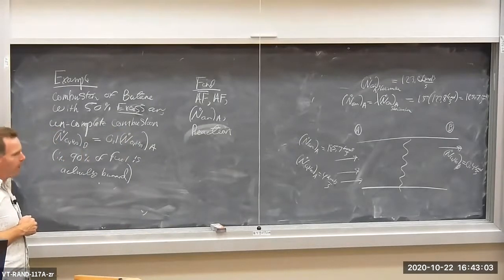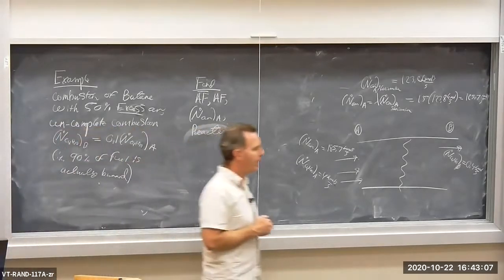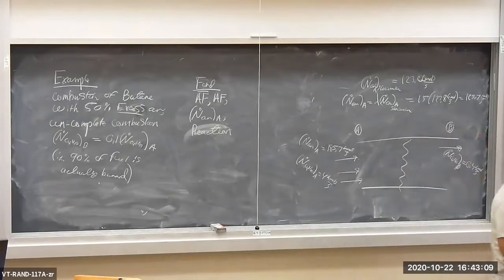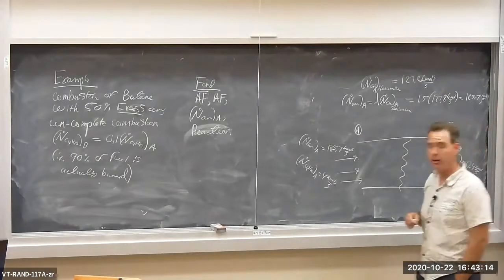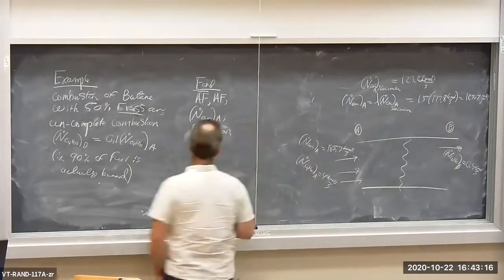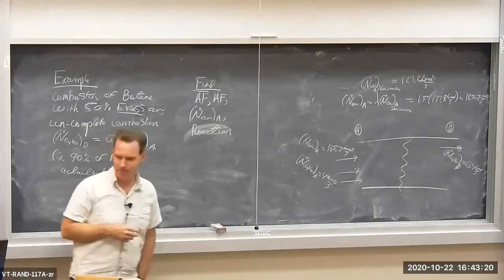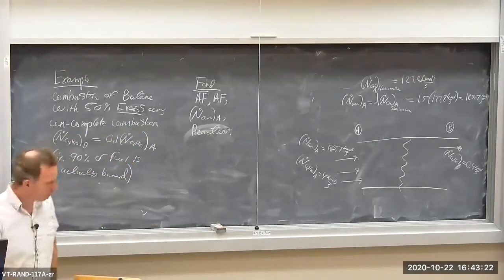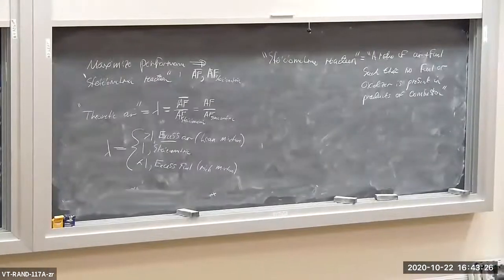So what are we supposed to find? We're supposed to find the air-fuel ratio, both on a per mole and a per mass basis. We're supposed to find N dot air. Well, actually, we just calculated that, so fine. And then we're going to find the reaction. Okay, so let's get this going here.